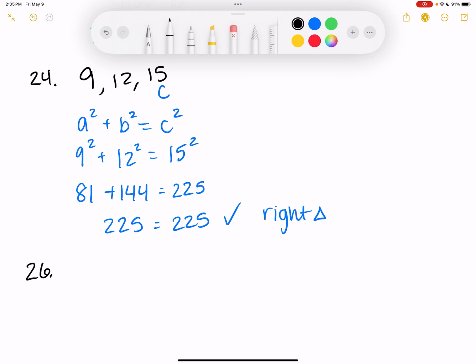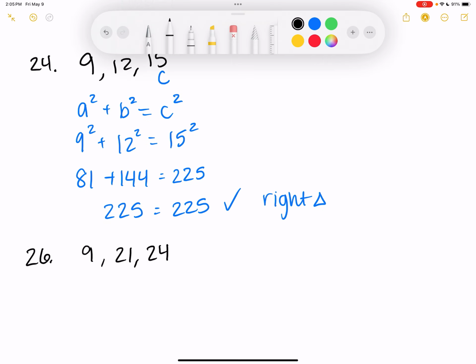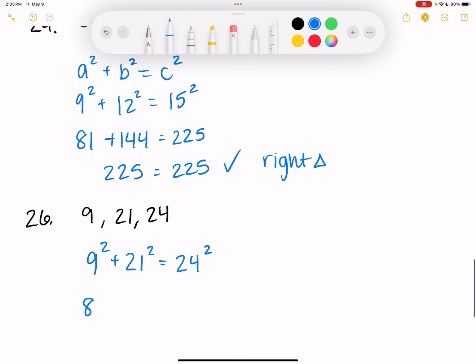Number 26: 9, 21, 24. I'm not going to rewrite everything, but I've got A, B, and C here. So 9 squared plus 21 squared equals 24 squared. So we got 81 plus, anybody know what 21 squared is? 441. It is. What's 24 squared? Anybody know that one?